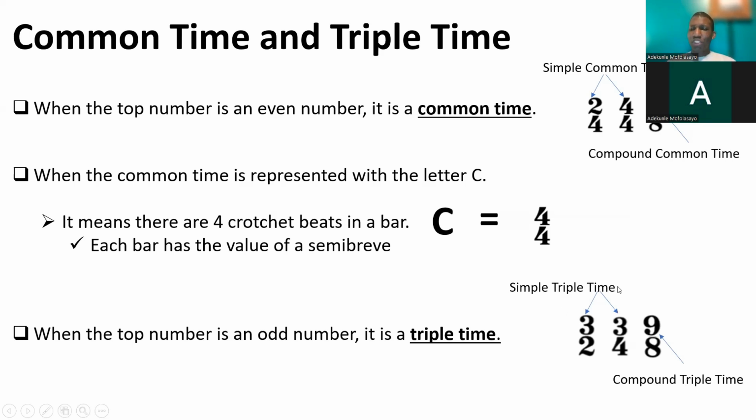Here we have simple triple time because it is less than 6 and it is an odd number. Here we have simple common time because it is simple because it is less than 6, and it is common because it is an even number. So simple common time.